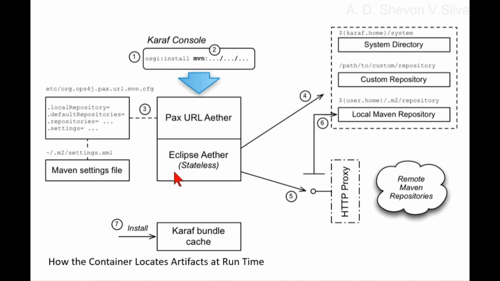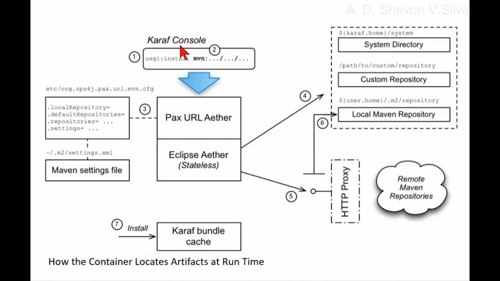Step 6: if the Maven artifact is found in the remote repository, Ether automatically installs the artifact into the user's local Maven repository, so that another remote lookup will not be required. Step 7: finally, assuming that the Maven artifact has been successfully resolved, Karaf installs the artifact in the Karaf bundle cache, install directory /data/cache, and loads the artifact, usually an OSGi bundle, into the container runtime. At this point, the artifact is effectively installed in the container.